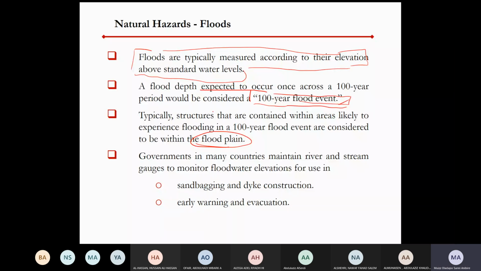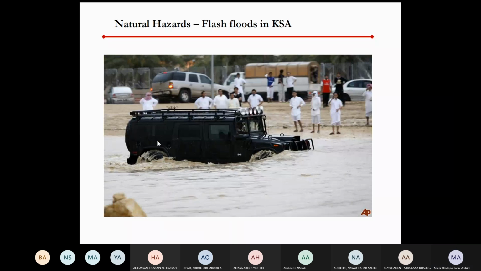Now, governments in many countries maintain river and stream gauges to monitor floodwater elevations. Usually the municipality authorities will have gauges, which are like measurements, to monitor the floodwater elevations. They use this for sandbagging and dike construction, which are structures that they place at the edges of rivers and streams to prevent the water from overflowing onto the land. Also, they use this for early warning and evacuation. Once they see that the water levels are rising above the allowable limits, they could issue an early warning and evacuate people from those areas.